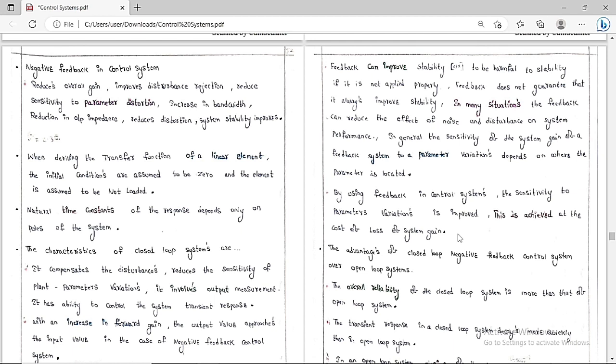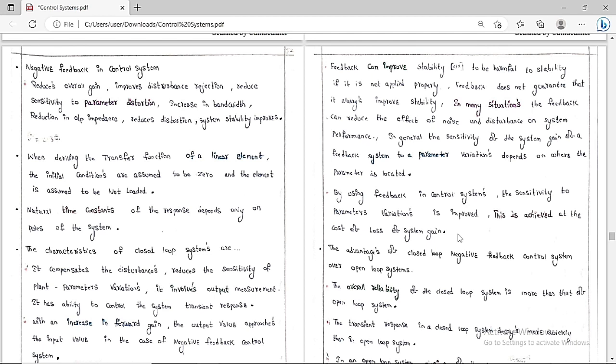So it is going to increase the bandwidth, improve the disturbance rejection, reduce the sensitivity to parameter distortion, and reduce the output impedance. It is also going to reduce the distortion and improve the system stability. So these are the things which are going to happen because of negative feedback.